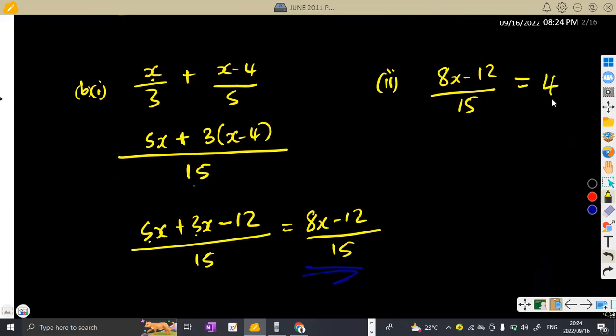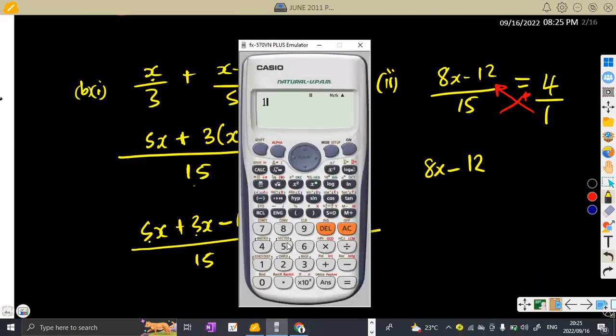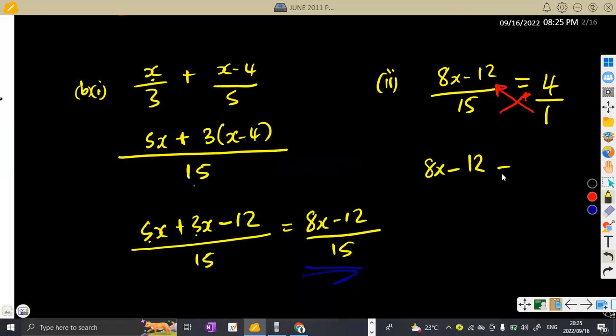So we've got 4 over 1. What am I going to do? Cross multiply, definitely, to remove the fraction here. That's 1 times 8x minus 12. Then 15 times 4, that's 60, or you can cross-check from your calculator, 15 by 4, which gives 60.